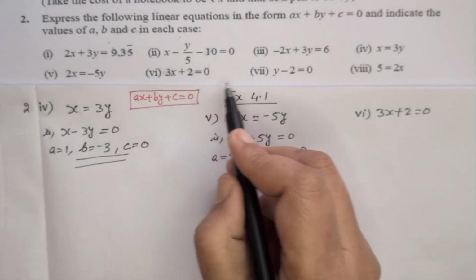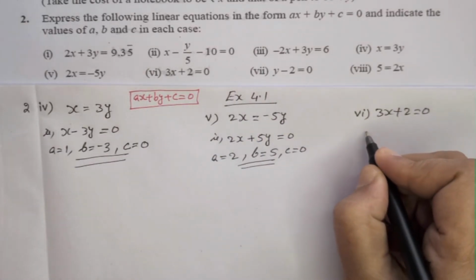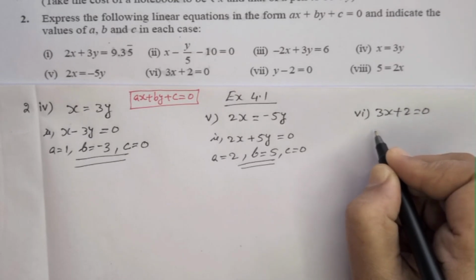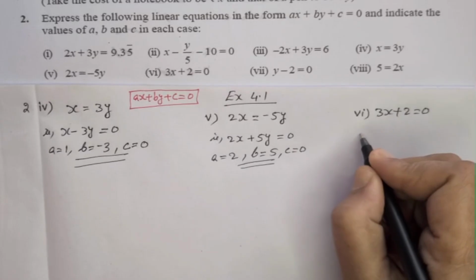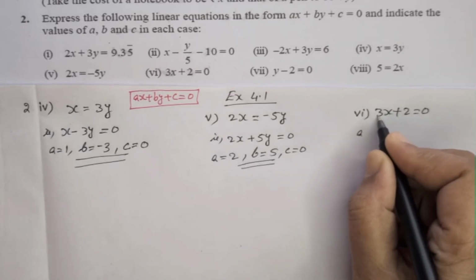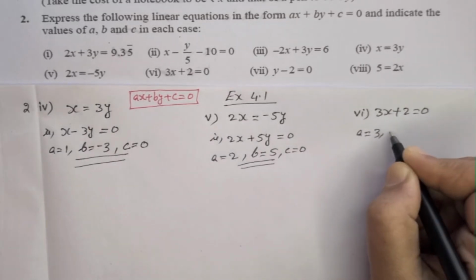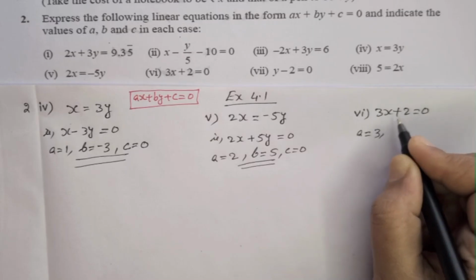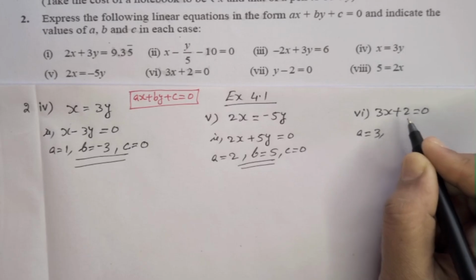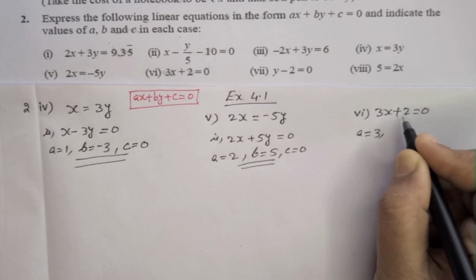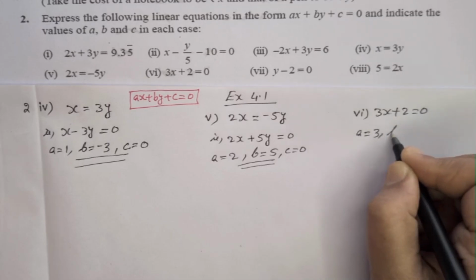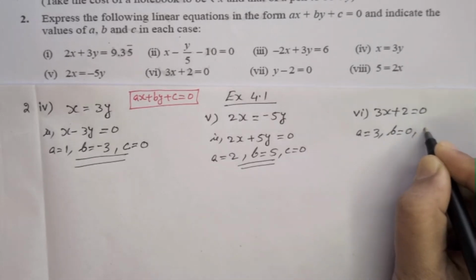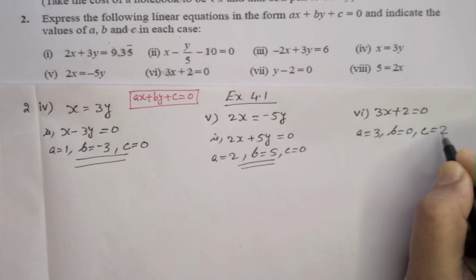Now sixth one, 3x plus 2 equal to 0. Here all terms are there on the left side, so directly we can compare with ax plus by plus c is equal to 0. A means coefficient of x, that is 3. B means y term is not here, that means 0. Y is not there, and 0 into y, 0. So here y term is 0, which means b is equal to 0. And c is the constant 2.